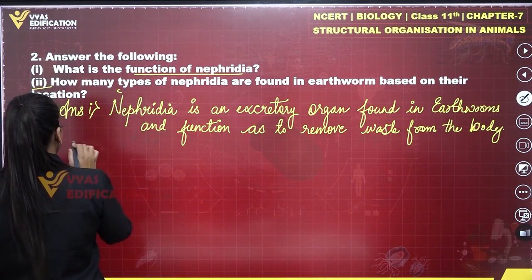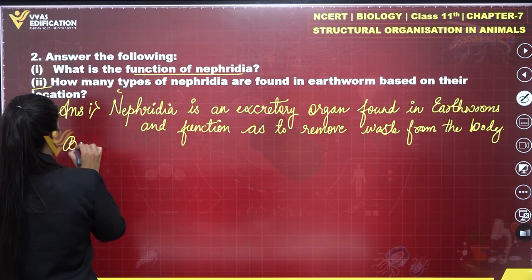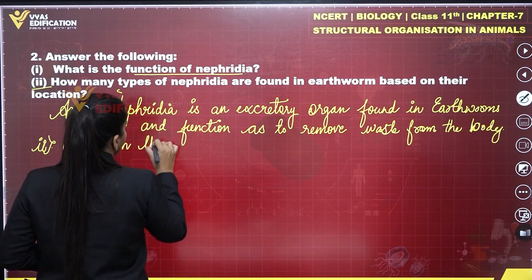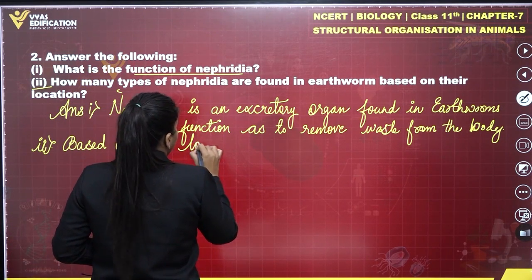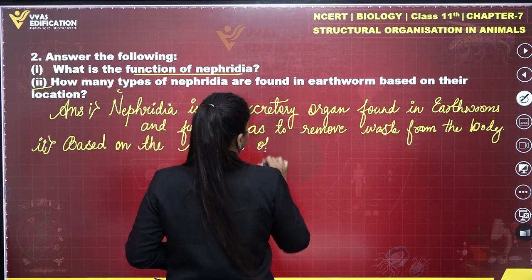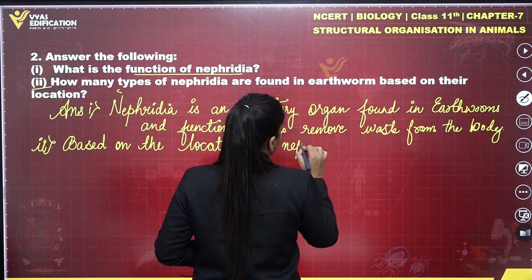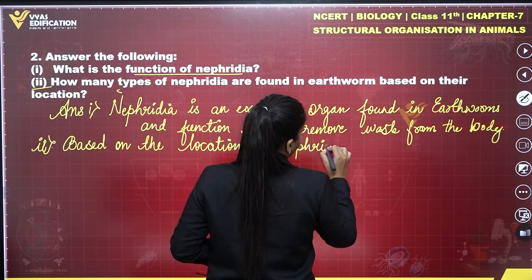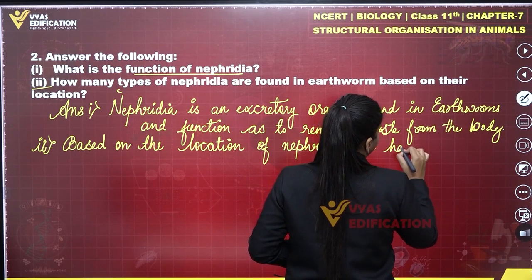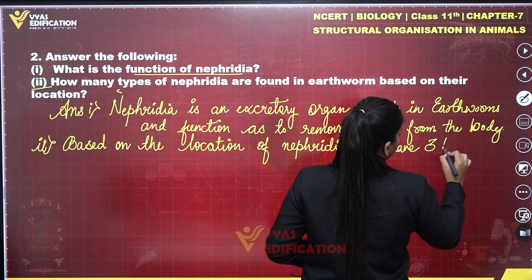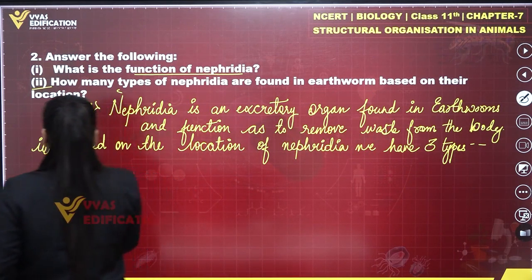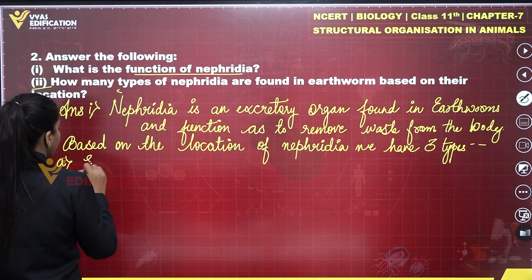How many types of nephridia? So basically we'll write like this: based on the location of nephridia, we have 3 types of it. The first one we have is septal nephridia.